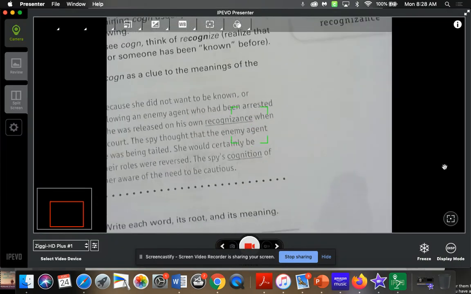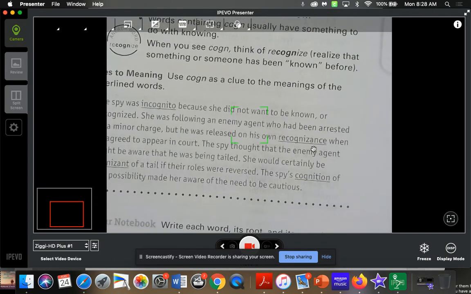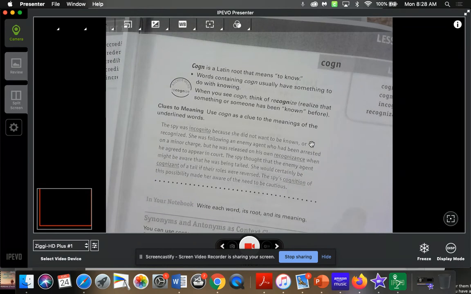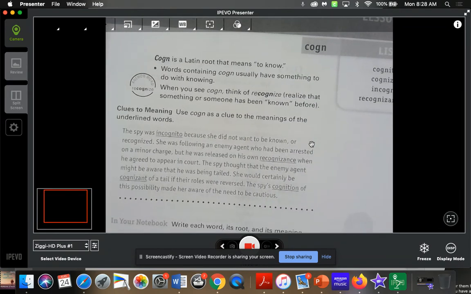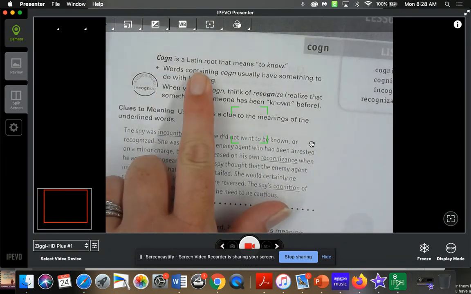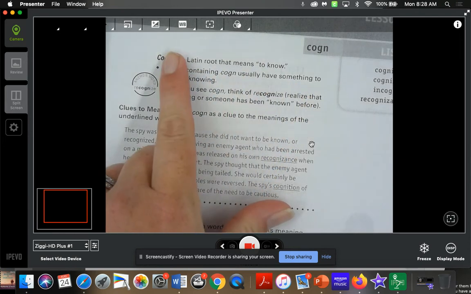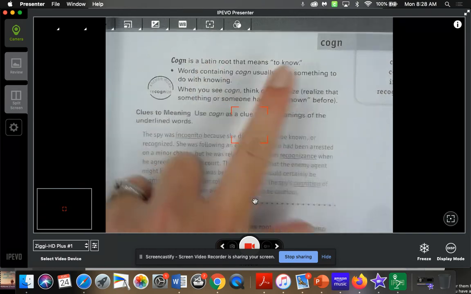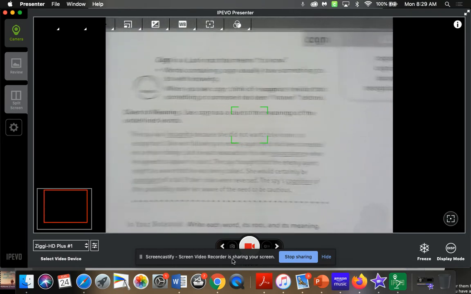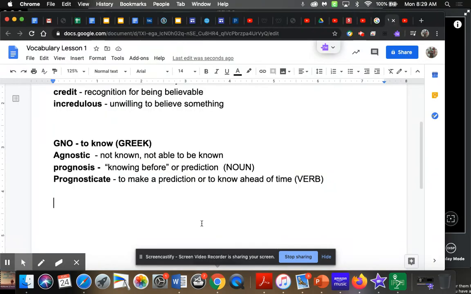The next word is cogn. That is Latin, but it also means to know. Okay, so cogn is Latin, but it also means to know. So these 4 words also have to know in them, which is good. Okay, so cogn, to know, and this one is Latin.